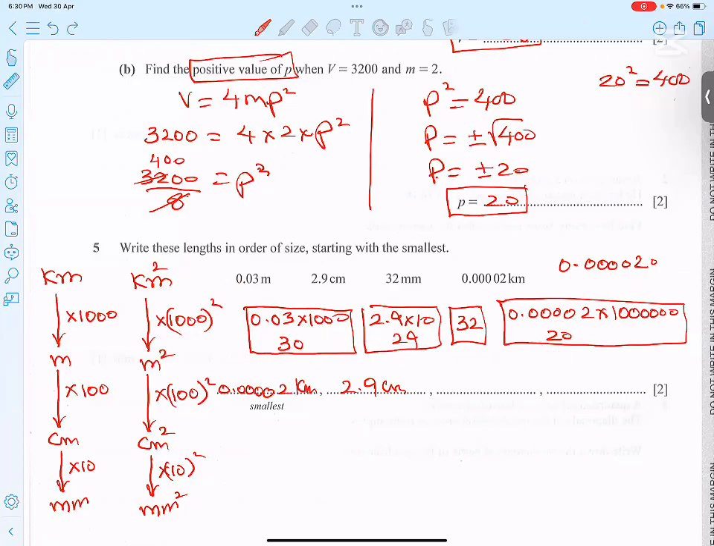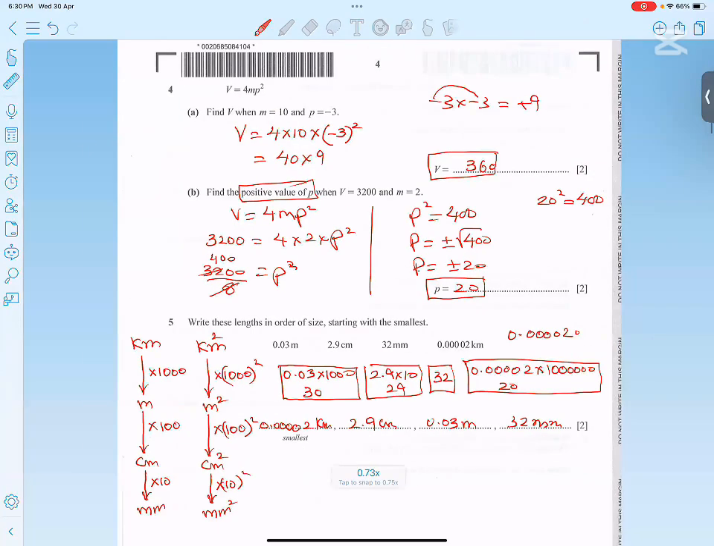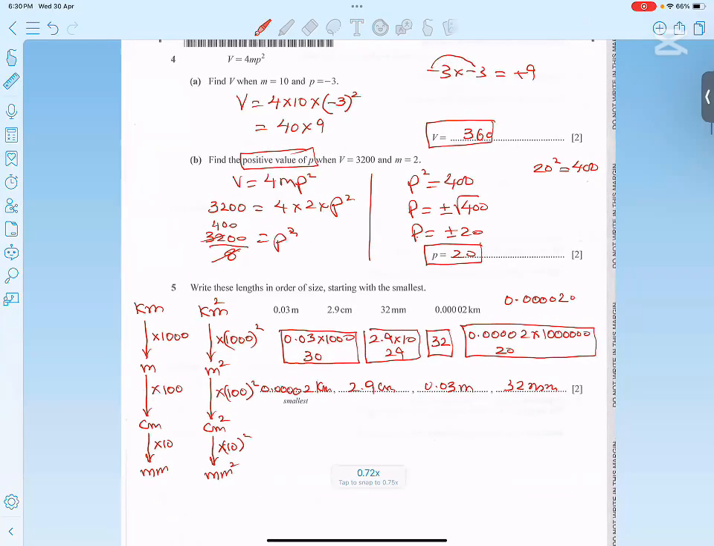So first number, 0.03 meters. At the end, the largest, the biggest, is this one, 32 millimeter. I hope the point is very clear and you understood well. And the best way to solve is the conversion. I hope the conversion concept is very clear, and let's go for the next page.